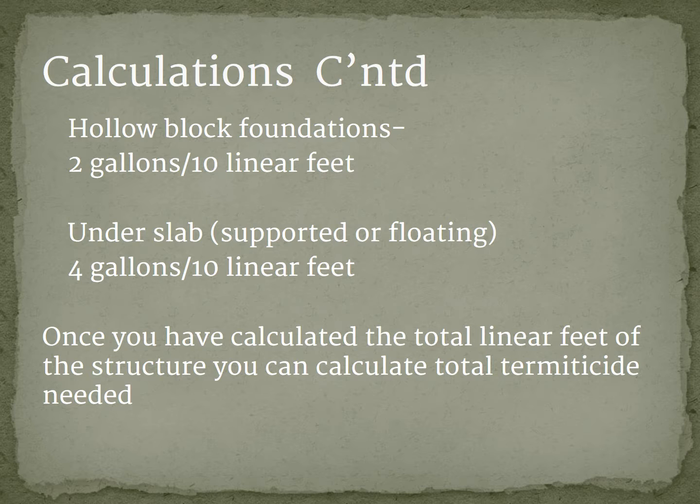So let's add that up in our mind. We're going to go ahead and we're going to treat the exterior trench at 4 gallons per 10 linear feet. We're going to treat the hollow block at 2 gallons per 10 linear feet, which gives us a total of 6 for those same 10 linear feet. Then we're going to add 4 more gallons as we angle drill and treat up under the slab, bringing us to a total of 10 gallons per 10 linear feet.